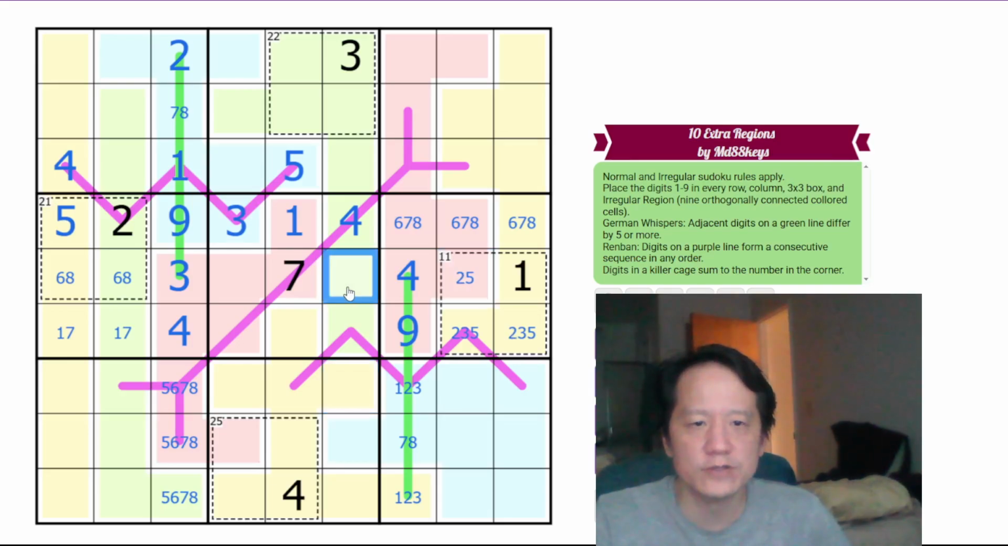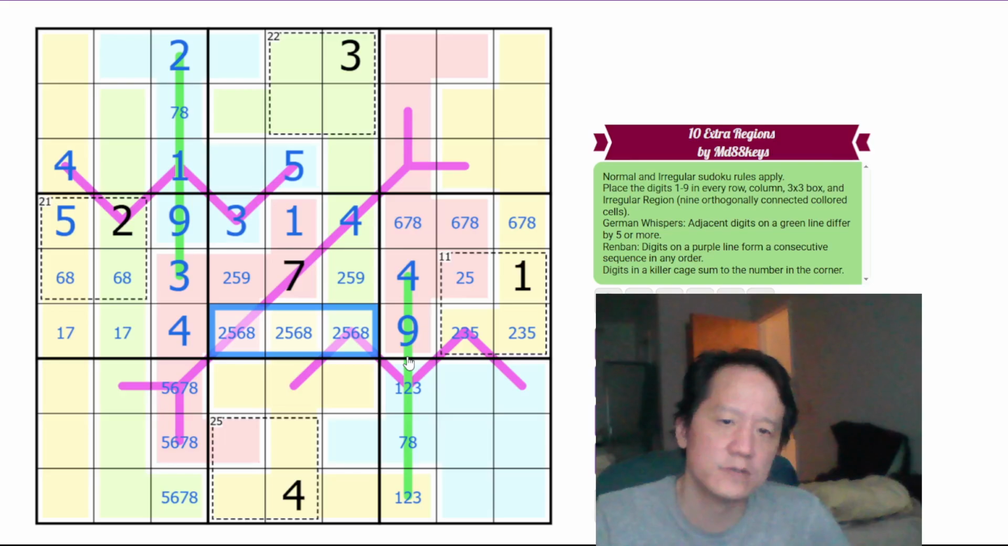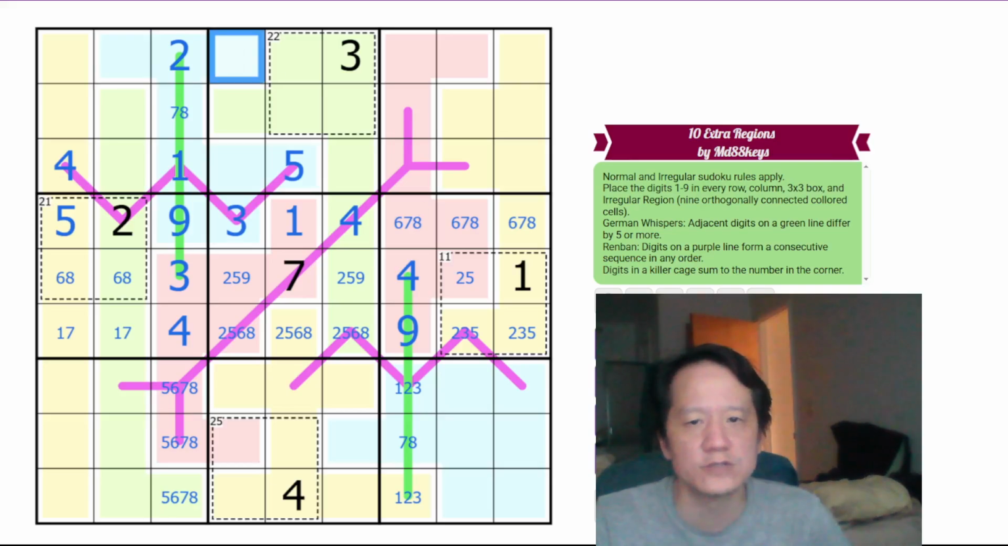This can't be 3. This is 2, 5, or 9. This has to be 2, 5, 6, or 8 here. 3 is one of these two digits. Where is 4 in this irregular region? Can't be any of these because they're all filled out, and these two are seen, so this must be a 4 here. 4 has to be one of these two then, because it can't be here because of the 4 here.